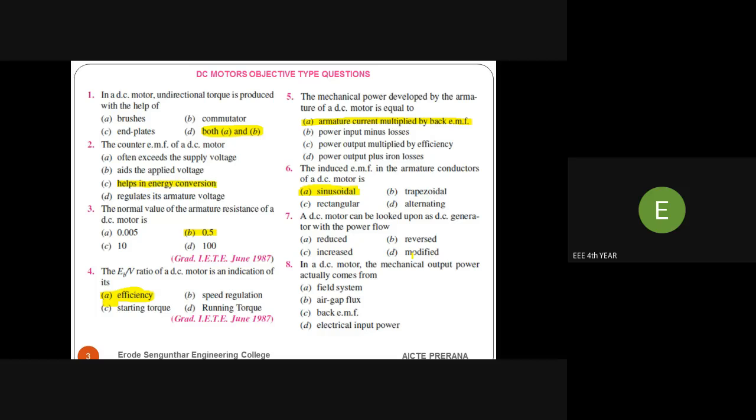Of course, a DC motor can be looked upon as a DC generator. The power direction is reversed. When the electrical machine acts as a DC motor, the power flow is in one direction. When the same machine acts as a DC generator, the power flow direction is reversed from the previous case. So option B is the correct answer.